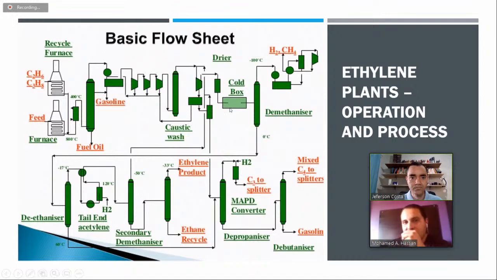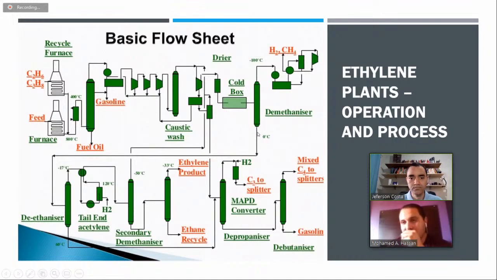After the dryer, we have several separation units. Before the cold box, we have a benzene wash tower, whose purpose is to remove the benzene and toluene and so on, because these components would solidify at the temperature of the cold box. So we remove them and send them directly to the deethanizer. The overhead of the reflux drum of the benzene wash tower is sent to the cold box, which is cooled further and further, and then is sent to the demethanizer.